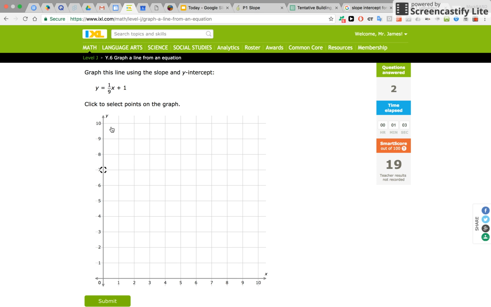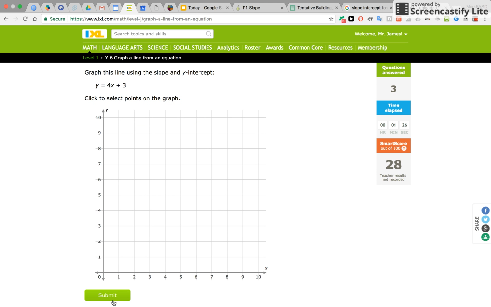Now this one's a little different. These have all been positive so far, and I'm probably only going to do one more, but just keep in mind if this number here were negative, that means that your vertical change would be going down. Let's start at 1, and the slope here is up 1 over 9, because we started at 0.